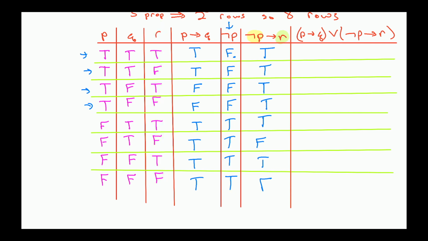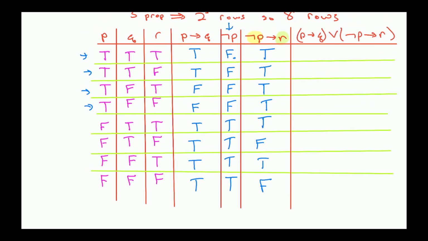Okay, last one. So we're almost there. Is it supposed to be false? Okay. So now we've got P implies Q. Where's that? Here. And then we've got not P implies R. That's here. And it's an or between them. So remember, or is true whenever either one of them is true. So any trues make this last column a true.